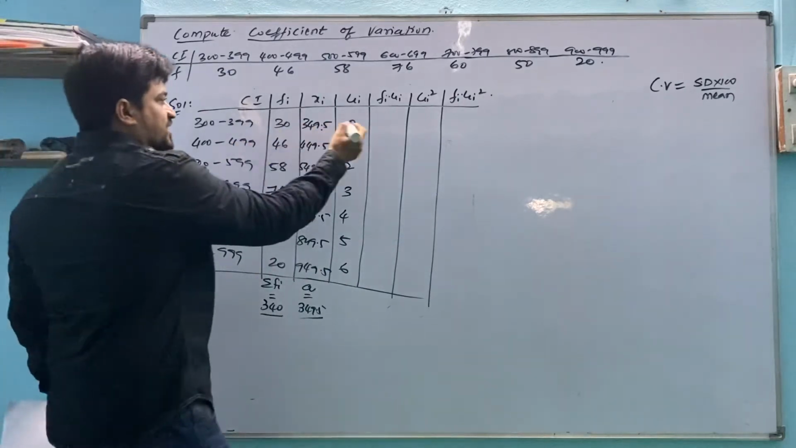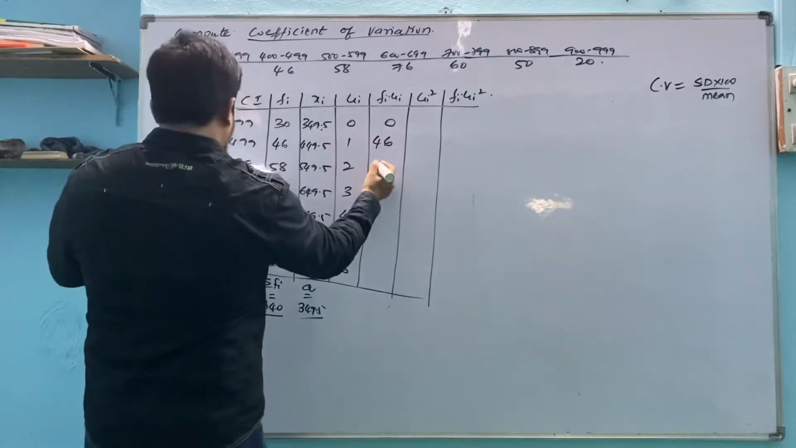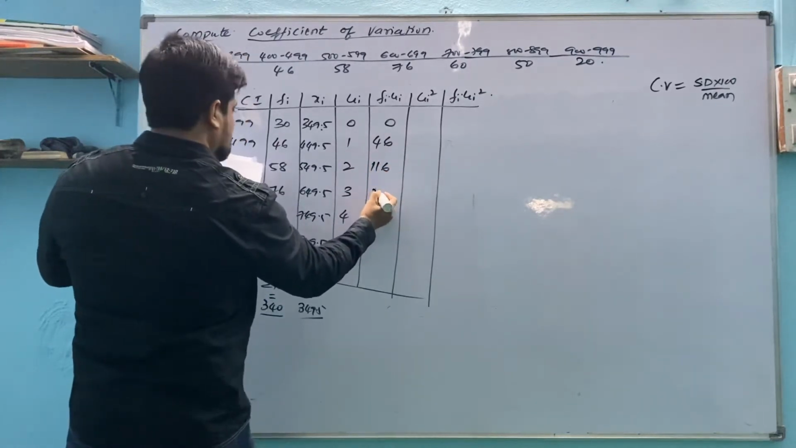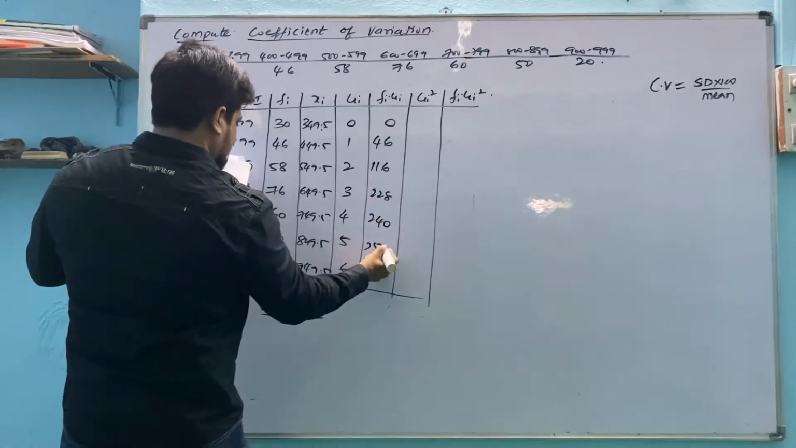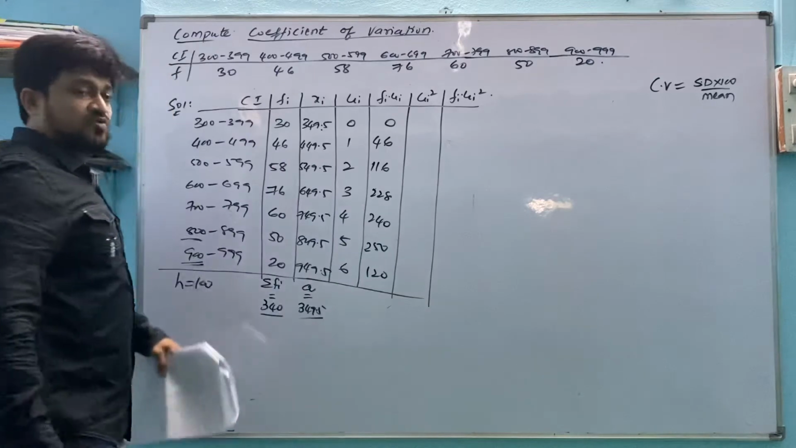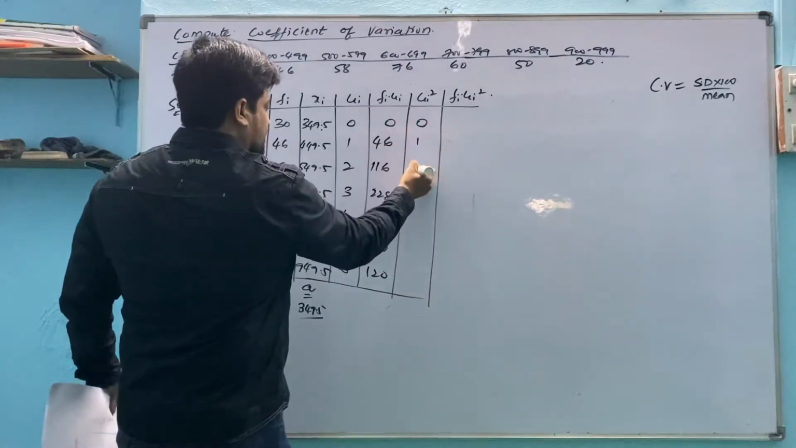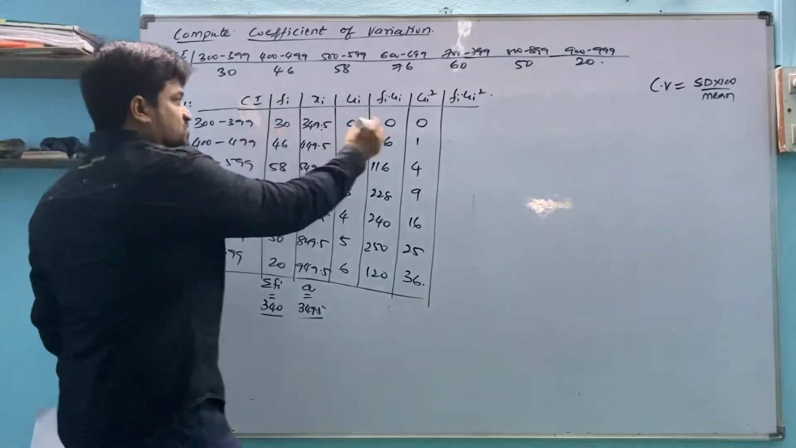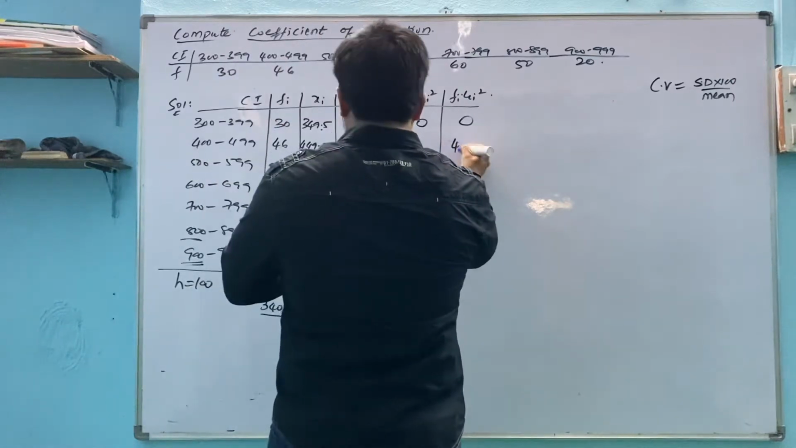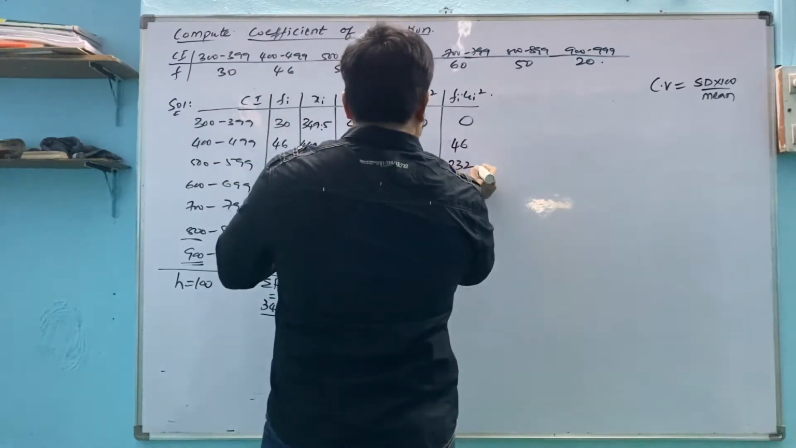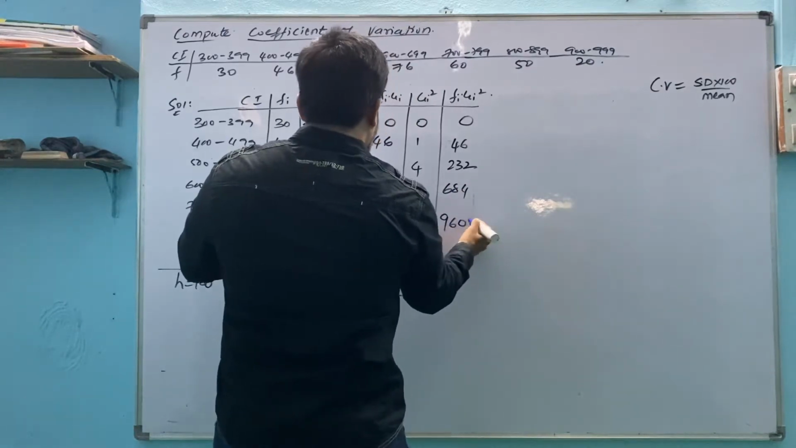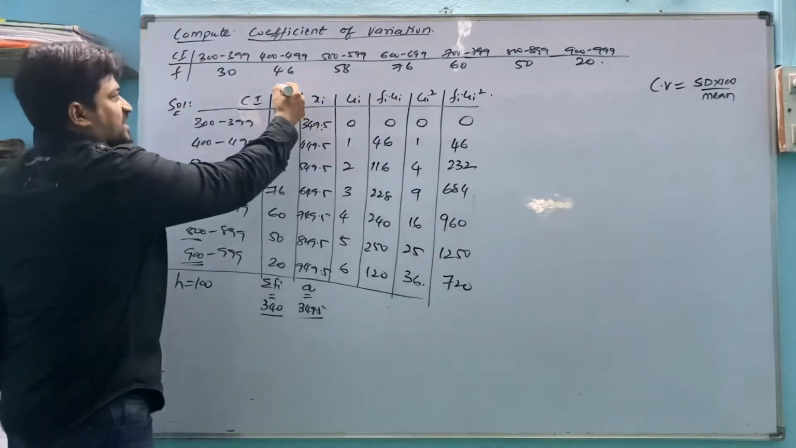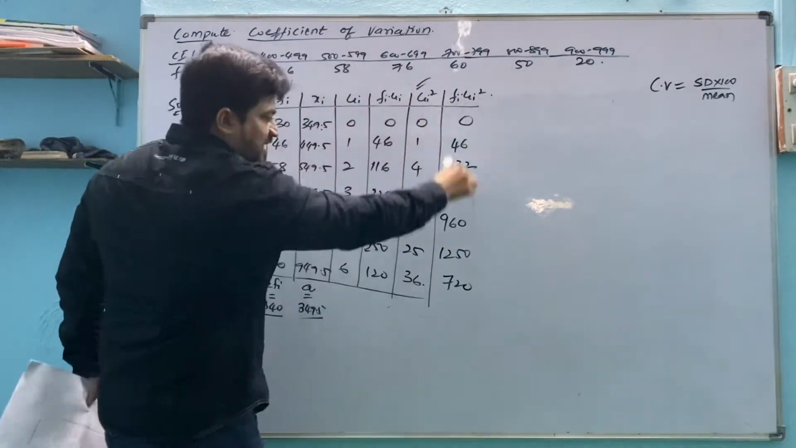Then Fi into Ui: 30 into 0, 46 into 1, 58 into 2, 116, 76 into 3, 228, this is 240, this is 250, this is 120. Then we have Ui square: 0, 1, 4, 9, 16, 25, 36. Then Fi into Ui square: 30 into 0, 30, 46 into 1, 46, 58 into 4, 232, then we have 684, 960, 1250, 720. From where did we get this? By multiplying the Fi and Ui square columns, we get Fi Ui square.